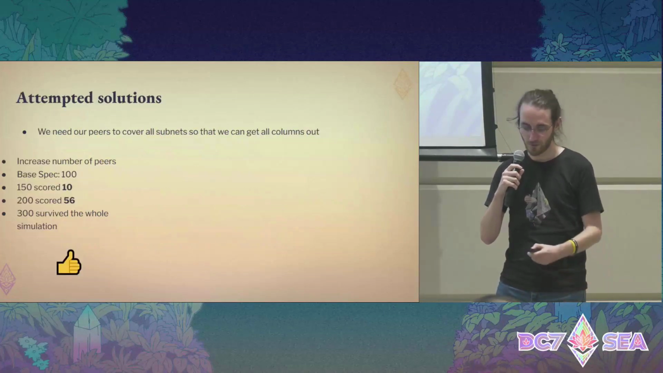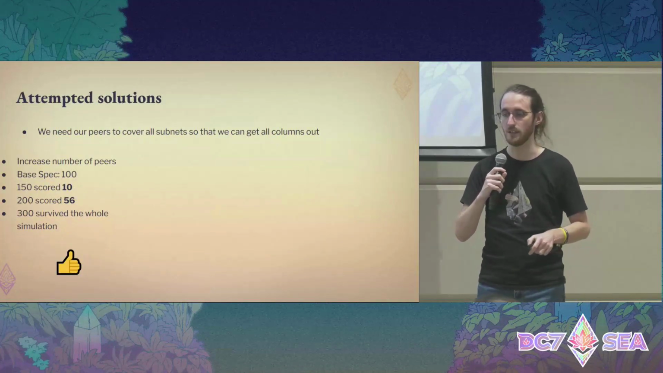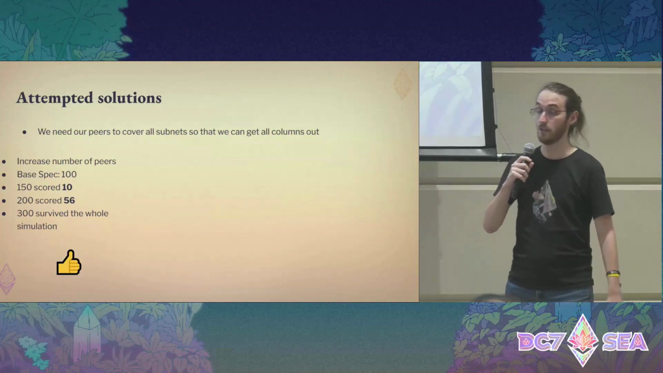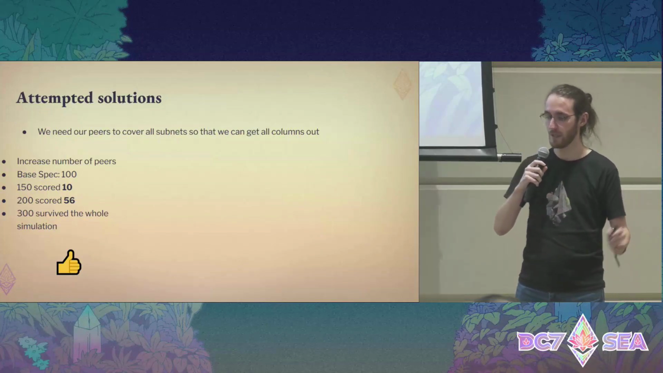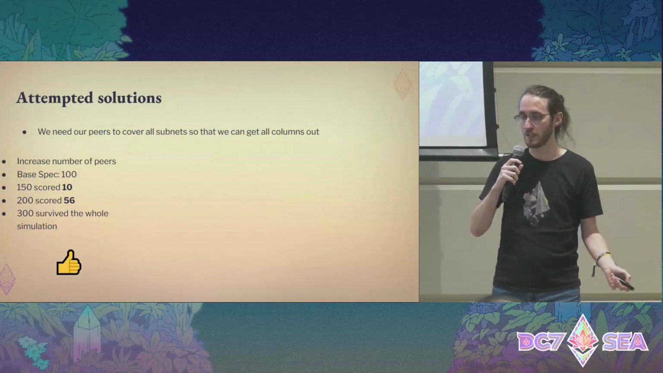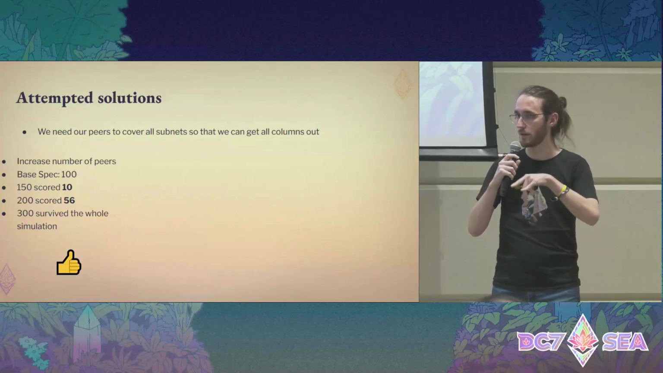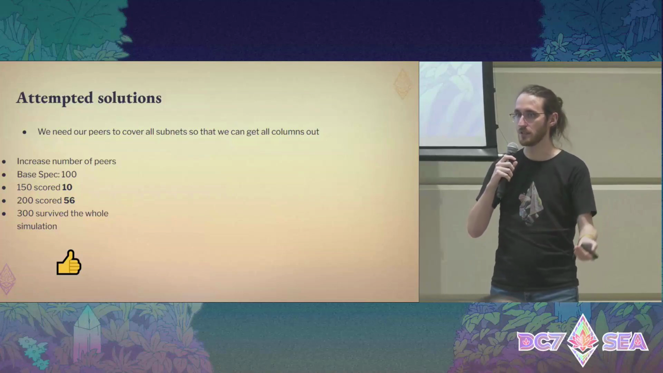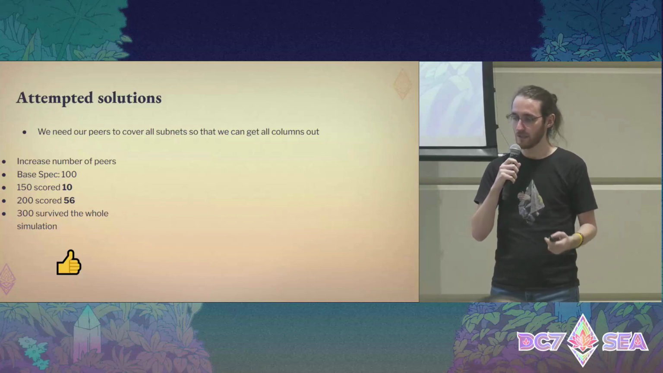So how do we fix this? I did some simulations where I varied the specs, and I did a lot of different variations. I will focus on 3 here. We could increase the number of peers, because if we have more peers, the likelihood that we actually cover all the columns when proposing a block with our peers is higher.